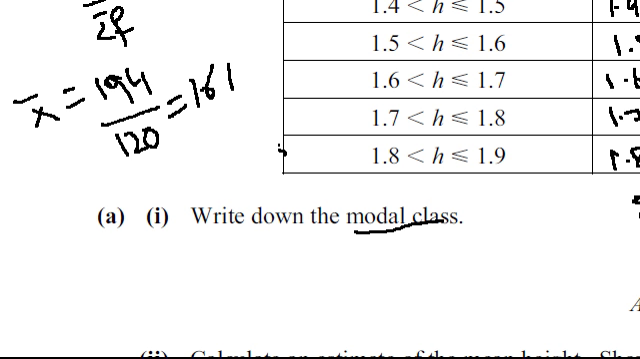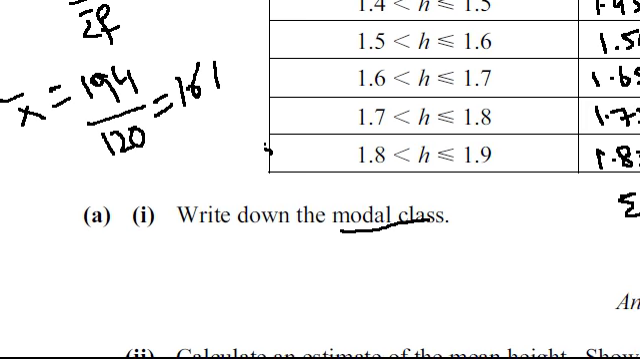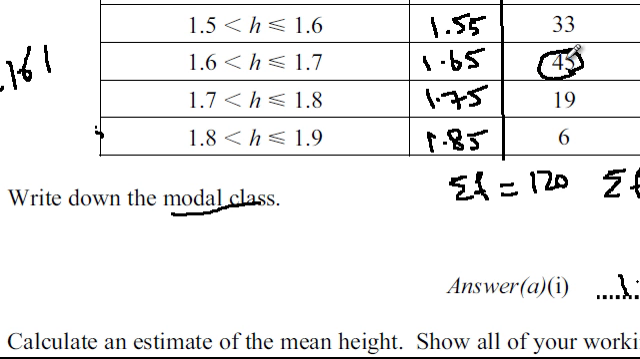Let me sum up all these questions. First is to find the modal class. For the modal class, we go to the class interval in which we have the highest frequency. We have 45, so the highest frequency is 45. The class interval in front of this is 1.6 to 1.7. So this is the modal class. For the mean height, we have a formula: summation f x divided by summation f. We need to find x first, because f is already given and summation f is already given, which is 120.